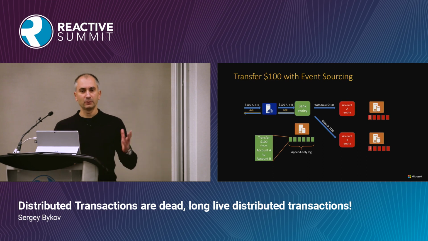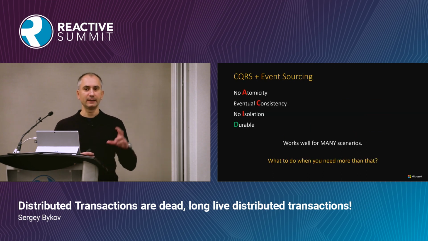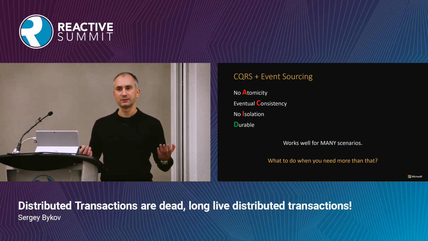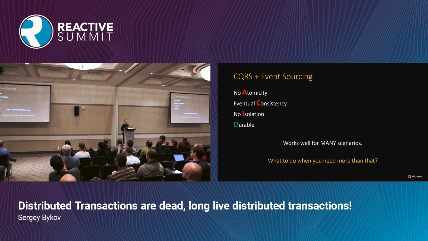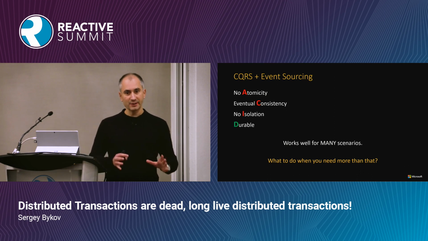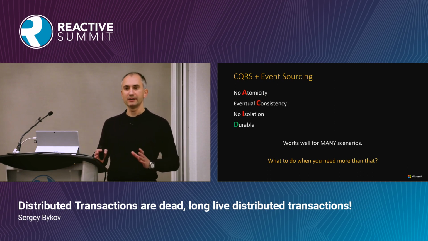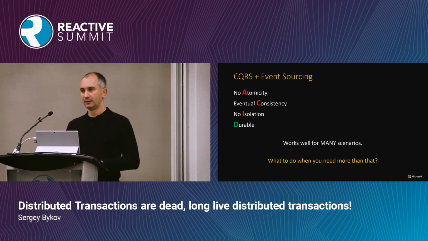But I would argue that what you get here out of all of ACID, you only get D, durability. You don't have atomicity guarantees because everything is done asynchronously, and you may have some operations succeed and some operations fail for a number of reasons. Consistency is only eventual, and there is no isolation. You can see partial results. I want to stress it's a great pattern. I'm not arguing against it. But what if you need more than that?